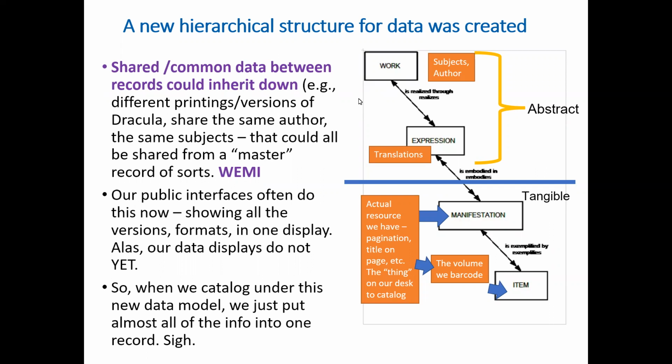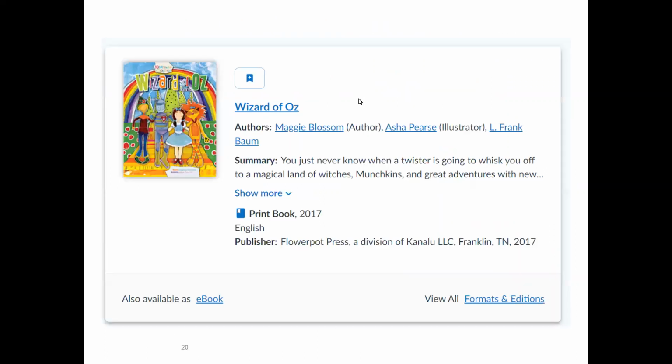So this idea that's in Ferber is a fantastic idea, and we're seeing it in the public interfaces, but not in our data, which is unfortunate. And how you sometimes see this is when you see things like view all formats and editions, or maybe you will see a title up here and then it will list all the different icons for the different versions and things like that.